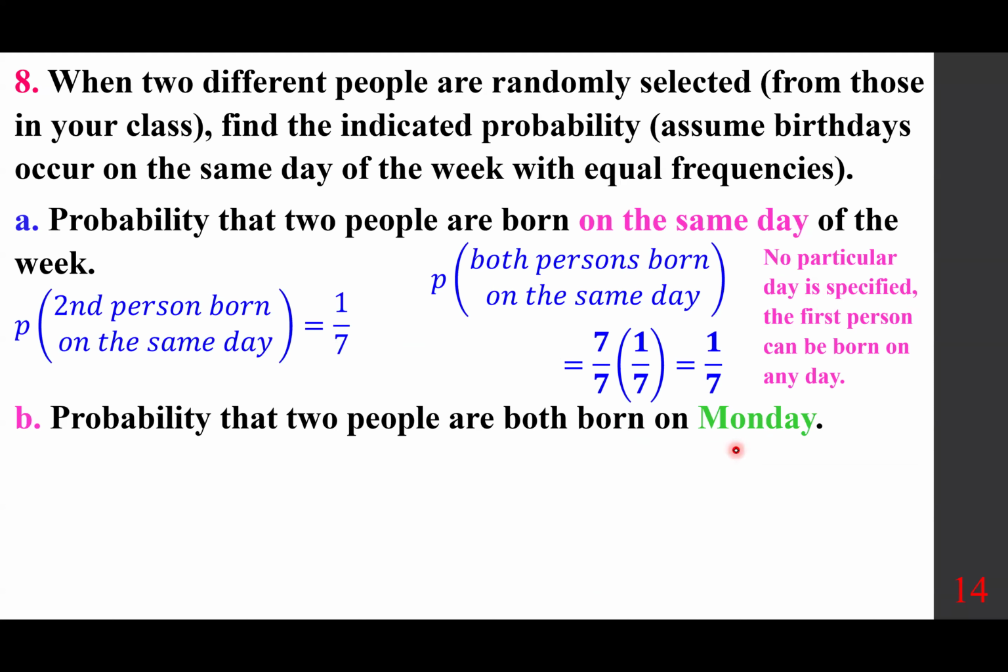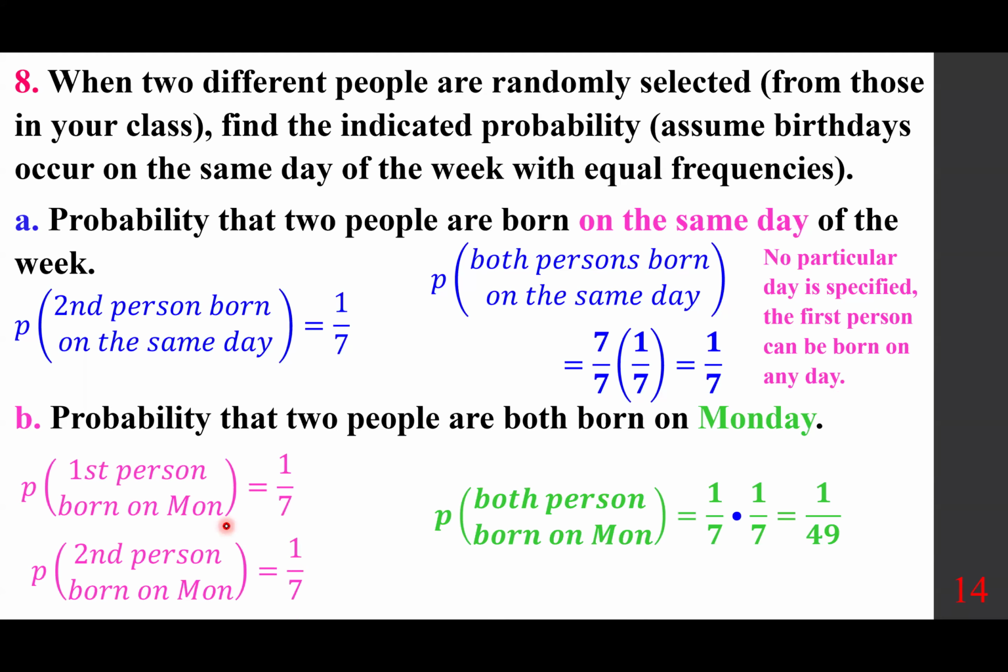Whereas this one, each one has to be 1 over 7. So the probability of the first person being born on Monday, the same as the second, the third, the fourth, doesn't matter, is 1 over 7. And therefore 1 over 7 times 1 over 7, or 1 over 49. And that's the idea that is important to understand.